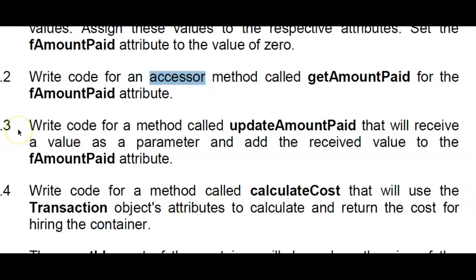The next one here, 3.1.3, asks us to write a method update amount paid. There's that word again that you're going to highlight, receive, and then you're going to take a value as a parameter. We have one parameter there and no other. So we only have one parameter, and we want to add the received value to F amount paid.